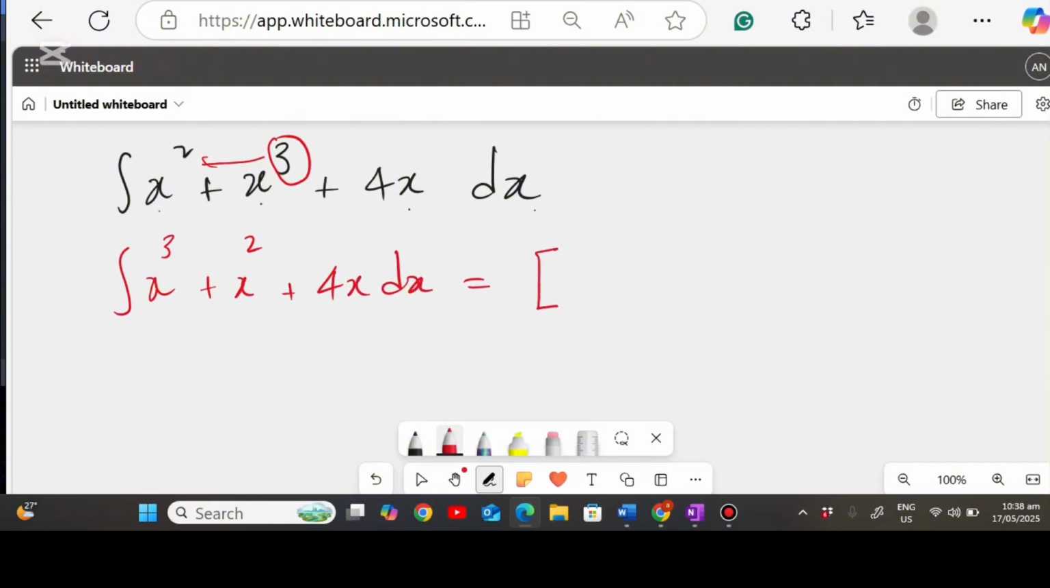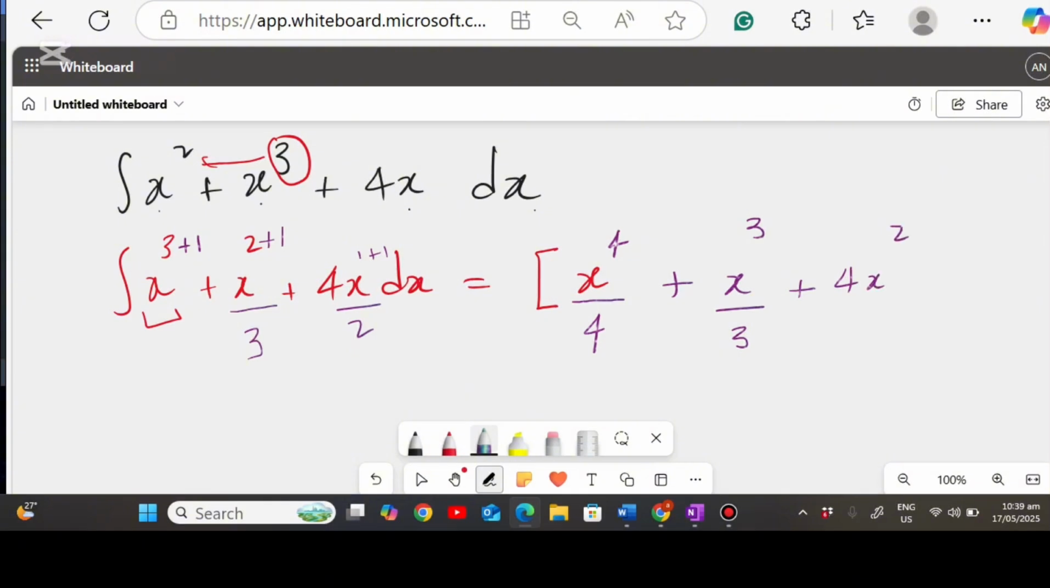So how do I integrate this? Integrating x cubed, we add 1 to the power, so that is x to the power 4, divided by the new power, which is 4. Same goes for the next term: you add 1 to the power, and then you divide by the new power, which is 3. So you have x cubed over 3. Same thing over here, there's a power of 1 here, so I'll add 1 and I'll divide by the new power, which is 2. So in this case, this is going to be 4x squared over 2, and then all I have to do is just add a c here.